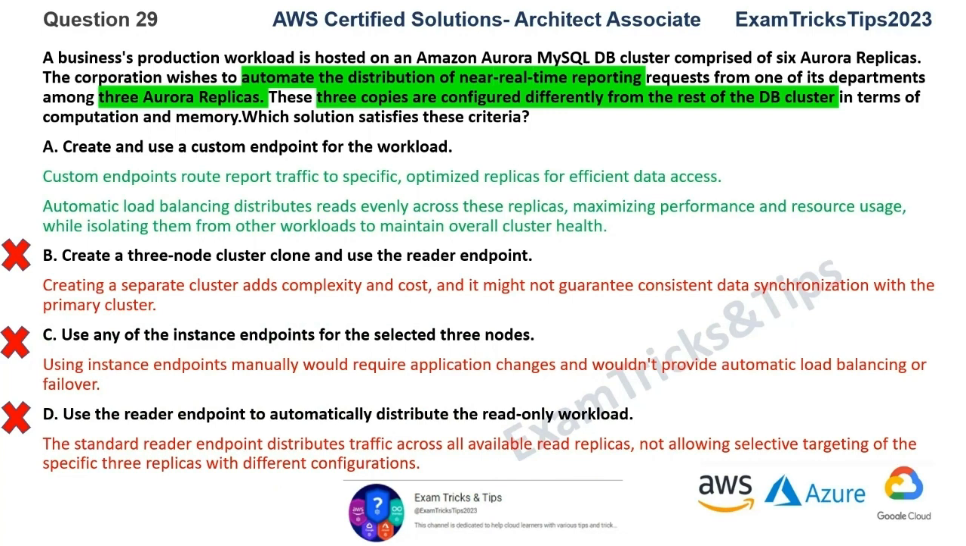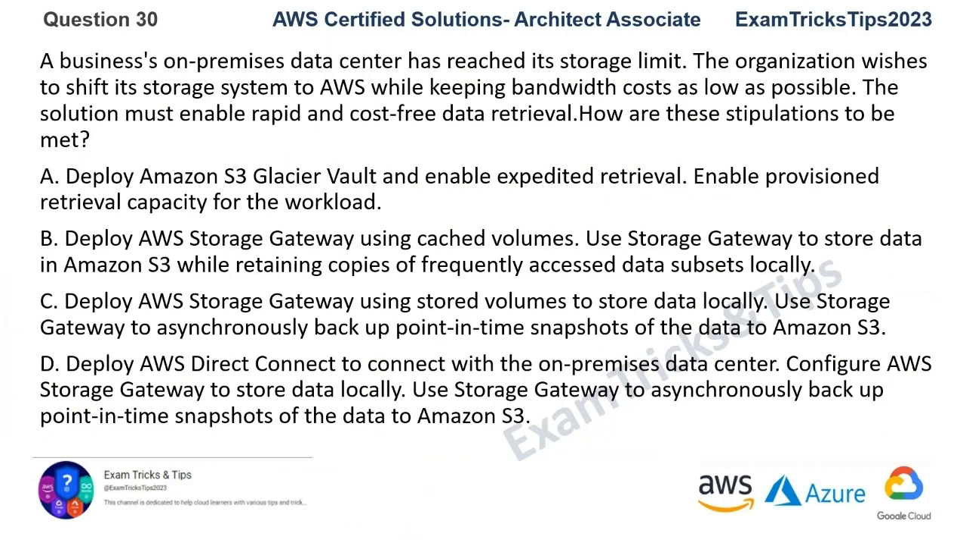Let's move on to the next question. Question number 30: a business's on-premises data center has reached its storage limit. The organization wishes to shift its storage system to AWS while keeping the bandwidth cost as low as possible. The solution must enable rapid and cost-free data retrieval. How are these stipulations to be met?